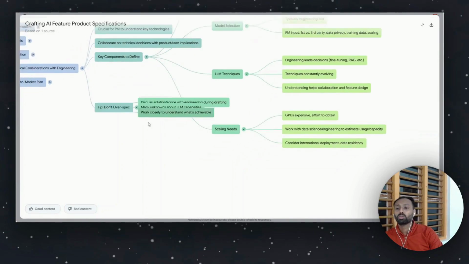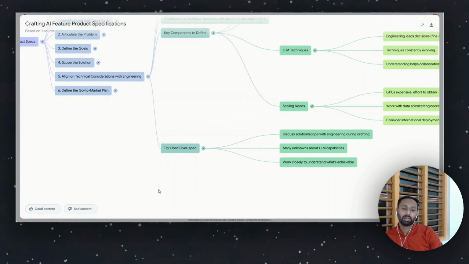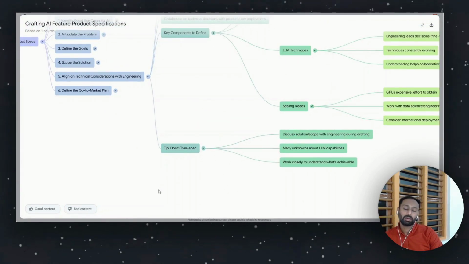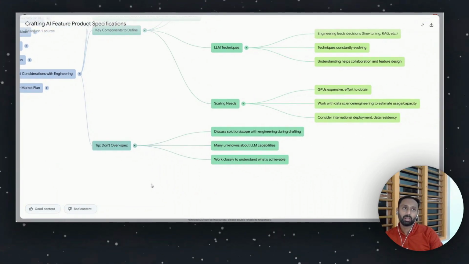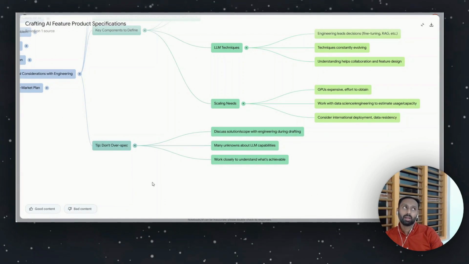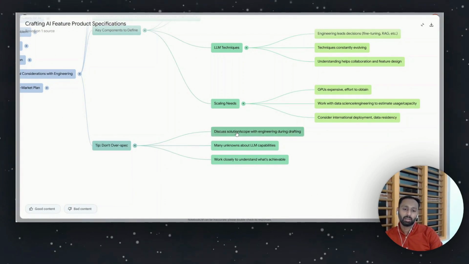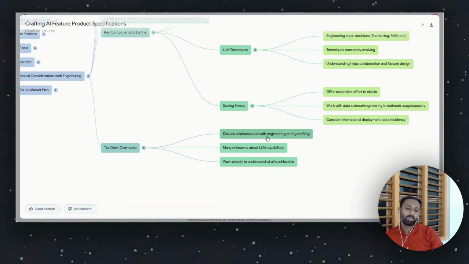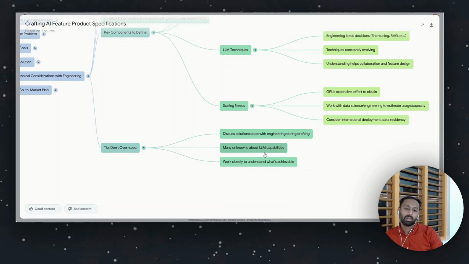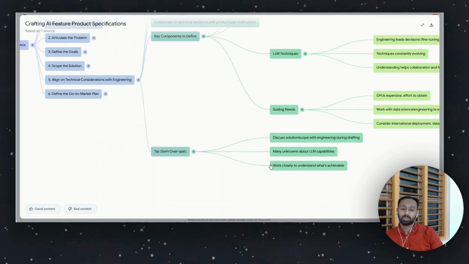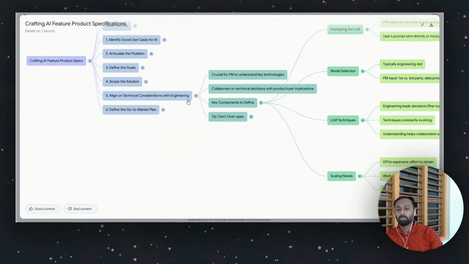And finally, don't overspec also. These are all things that continuously evolve, so put in the boundaries and then keep evolving. Discuss solution scope with engineering during drafting, mitigate unknowns, and work closely to understand what's achievable. So all these things you keep in mind.